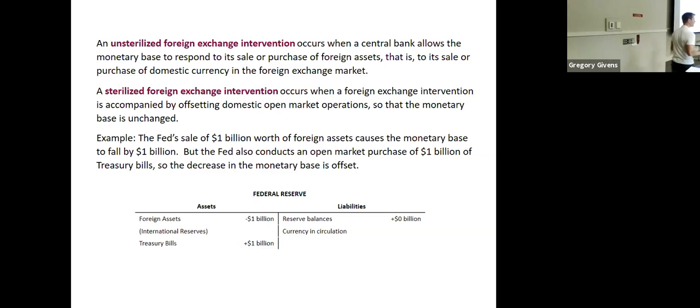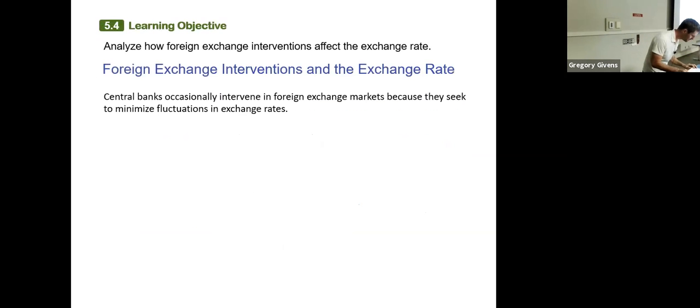Sometimes central banks want to intervene in these markets to deliberately change the exchange rate or to manage the exchange rate. There are many other times, however, when central banks may find it necessary to intervene in the foreign exchange market, but they don't really want to change the exchange rate too much, in which case they would want to operate one of these sterilized interventions. So there are differences between these two. Okay, any questions then about that? All right, moving right along then.